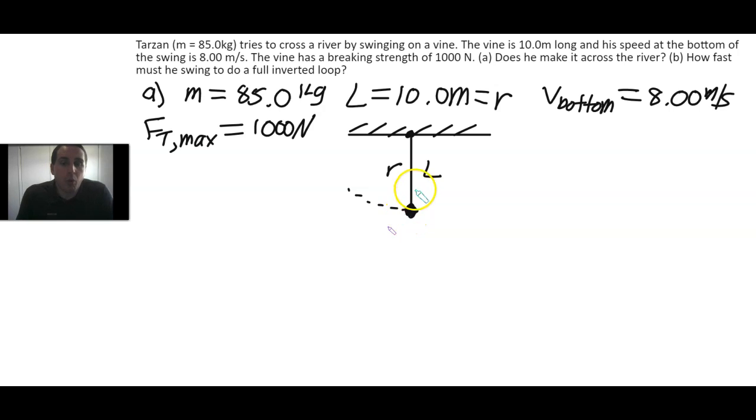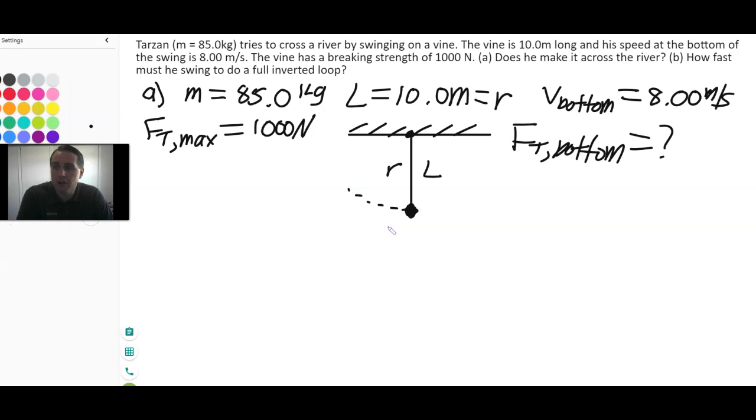So we want to figure out what essentially is the tension at the bottom of the swing, because we want to know if he makes it across the river, whether the cord, that is the vine, snaps or not. So what is F_T at the bottom? Well, we can essentially use what we've got here in terms of the picture, but we should draw a free body diagram. So let's say that if this is the particle Tarzan, then we can imagine that the tension force is upward, okay?